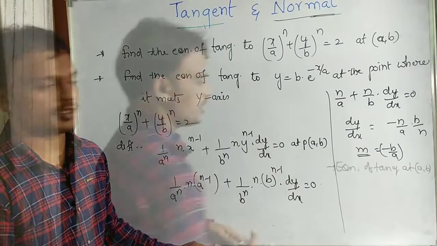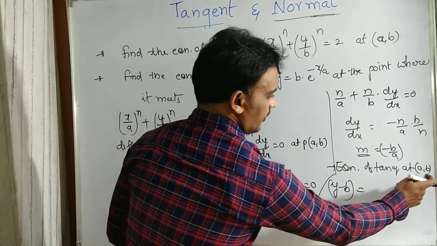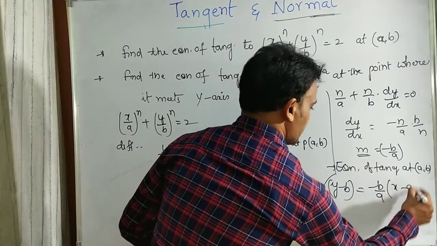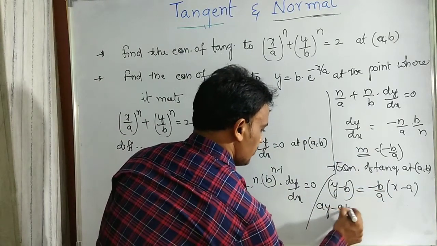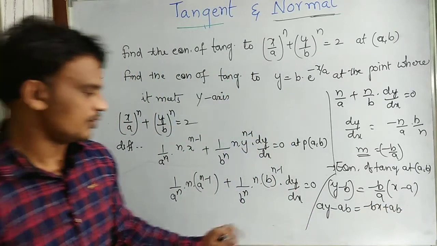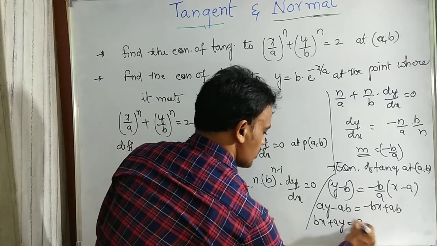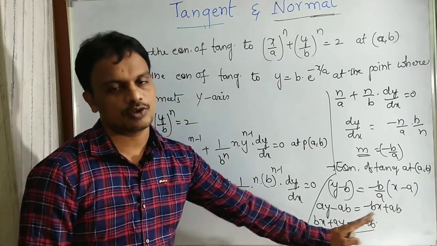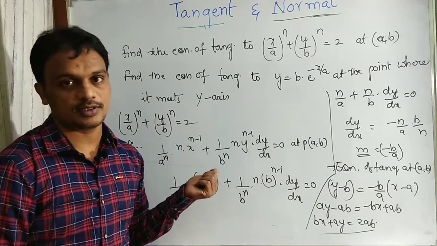Now what is the equation of the tangent at the point a comma b? It is y minus y1, where y1 is b, equals slope minus b by a into x minus a. Simplifying, ay minus ab equals minus bx plus ab. So we get bx plus ay equals 2ab. Finally, simplifying, x by a plus y by b equals 2, which is the equation of the tangent at the particular point. Come on, see the process, students. Make a note.